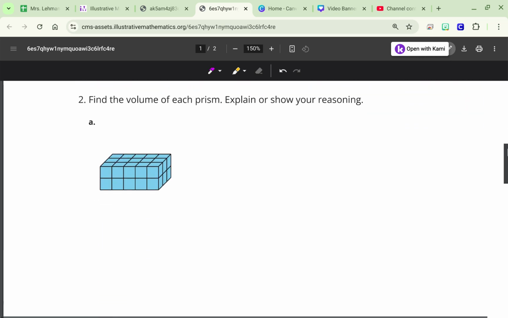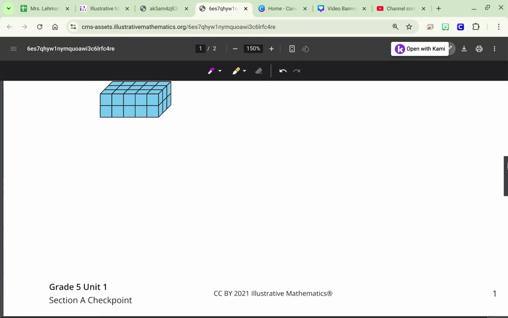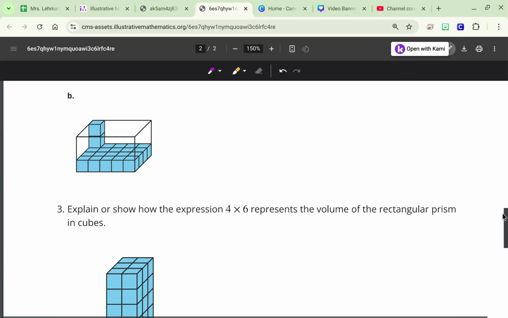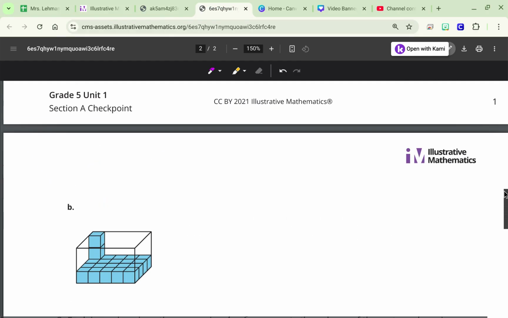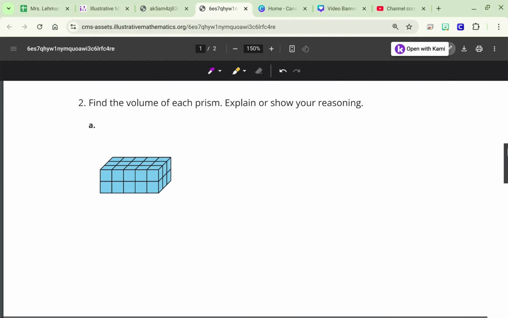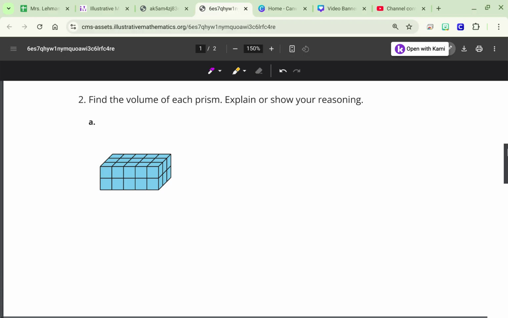Now let's go ahead and take a look at number 2. Number 2 says to find the volume of each prism, and we are to explain or show our reasoning. So as you take a peek, you'll see that we do have figure A, and we also have a figure B. We're going to be talking about both of those in our answer for number 2. So first of all, when I take a look at A, I can see that it has 2 layers, right?